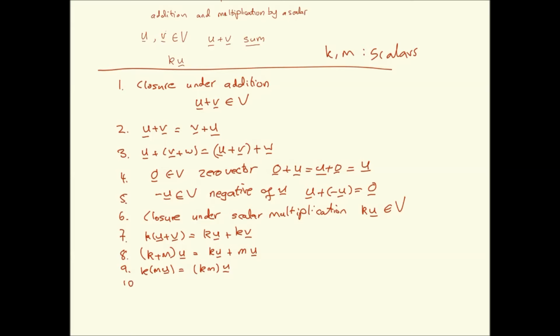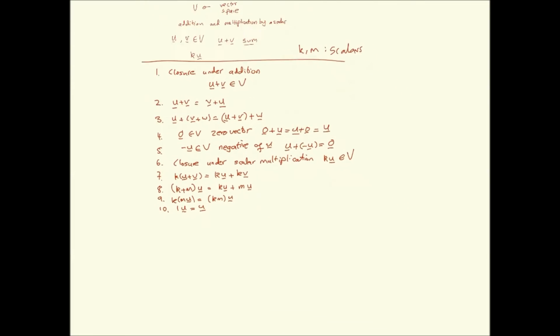The last one, by no means the least one, is multiplication by 1. When we multiply 1 by u, we get u. So those are the 10 axioms that go to define a vector space. Now I'm going to look at some examples and demonstrate how something can be a vector space. The best thing is to start with a familiar example.